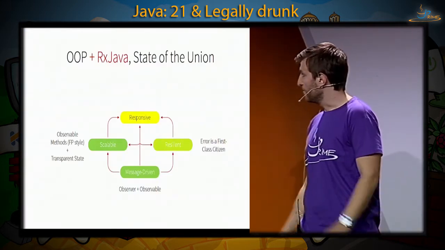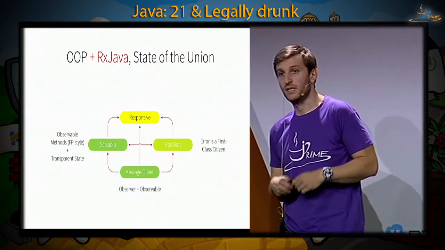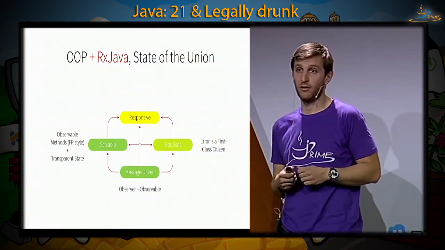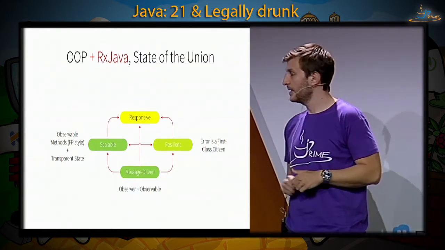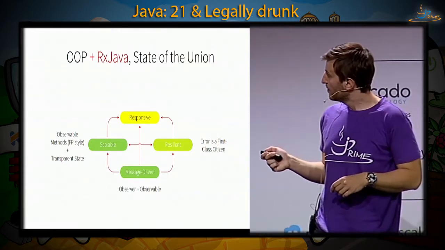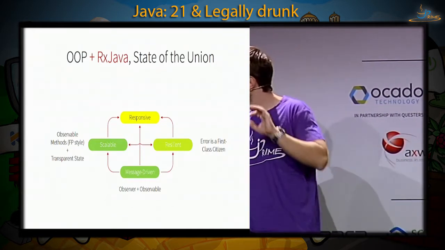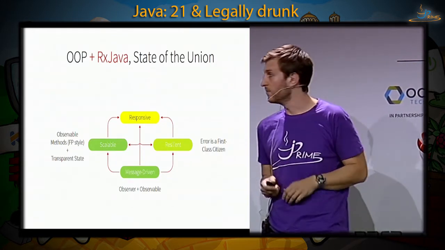Okay, back to our diagram. So in order to tackle resilience, we simplified basically error handling for the consumer, and we made error a first-class citizen. But as you can see here, in my diagram, resilience is not actually green. It's something between green and yellow. There's something in between. Why?